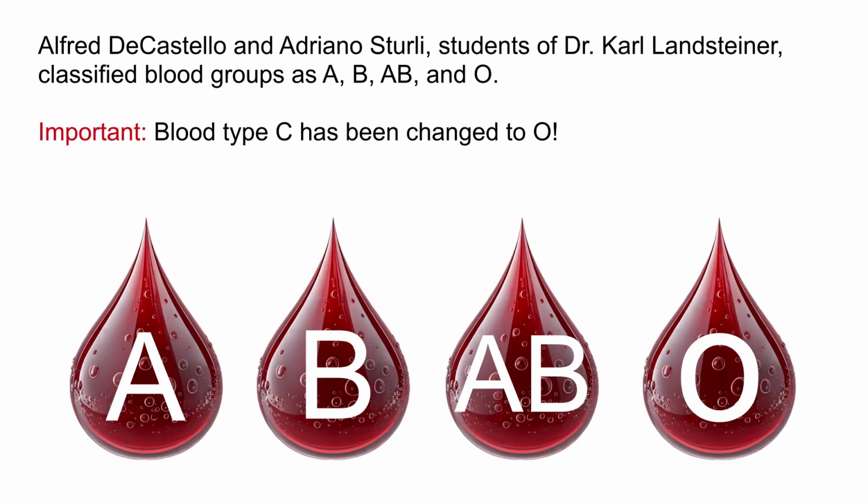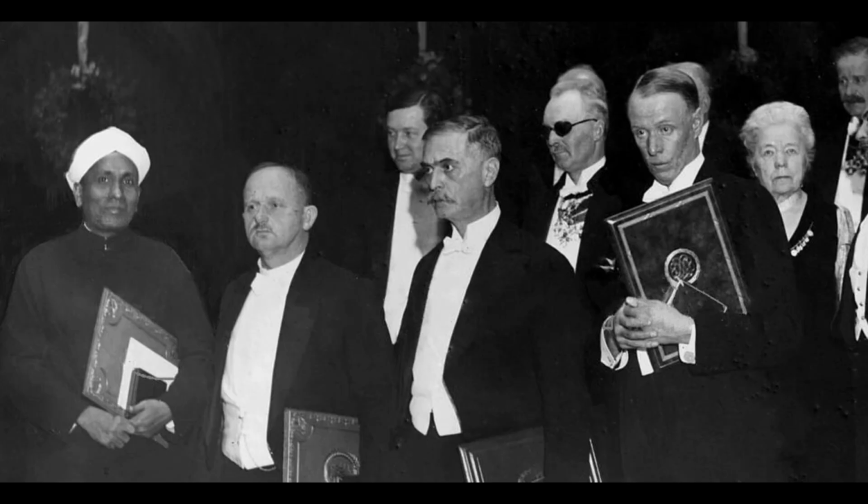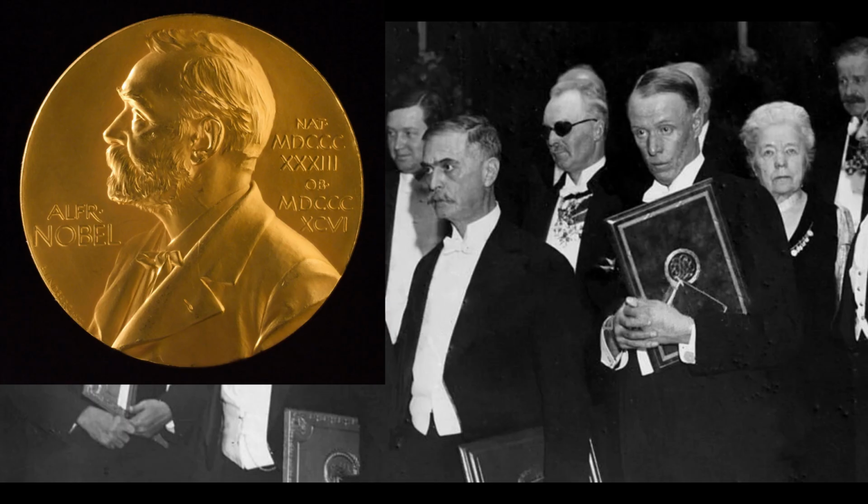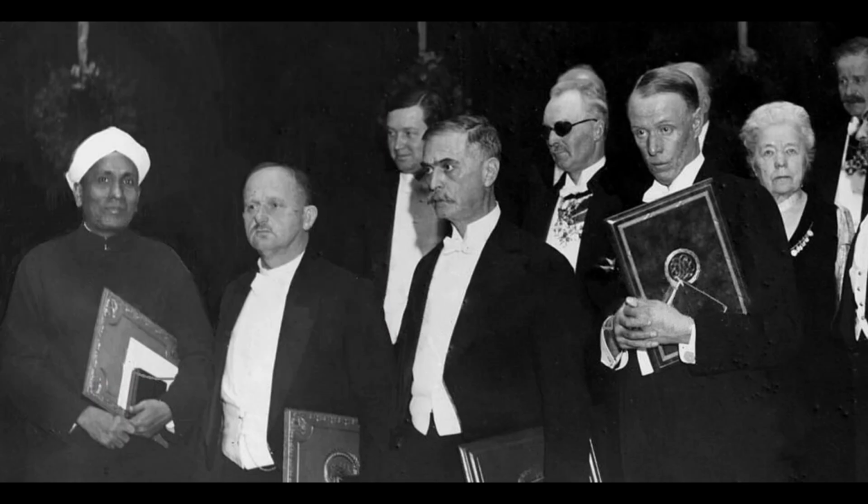The following year, his students Alfred de Castello and Adriano Sterli, through intensive studies involving 155 individuals, defined the blood group system as A, B, AB, and O. Dr. Karl Landsteiner was awarded the Nobel Prize in Physiology in 1930 for his work on blood grouping. A year later, AB blood, which carries both A and B antigens but lacks AB antibodies, was discovered.